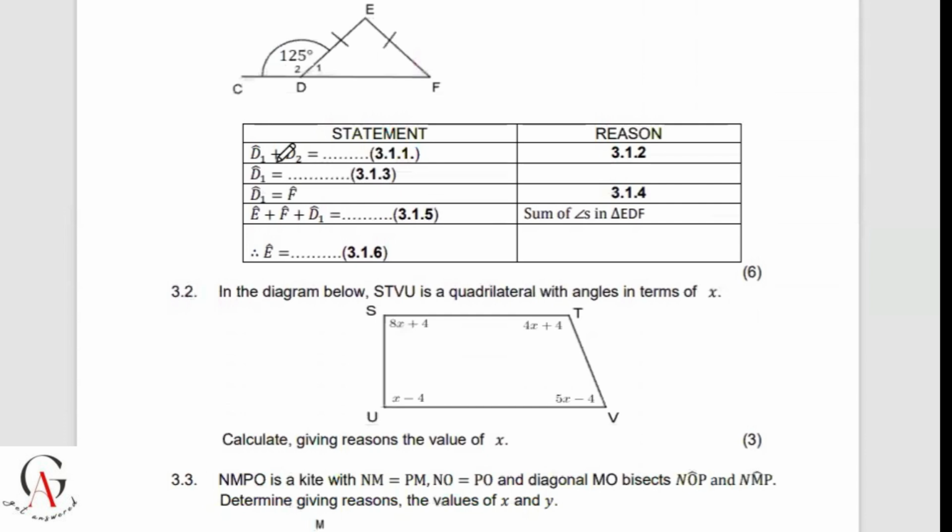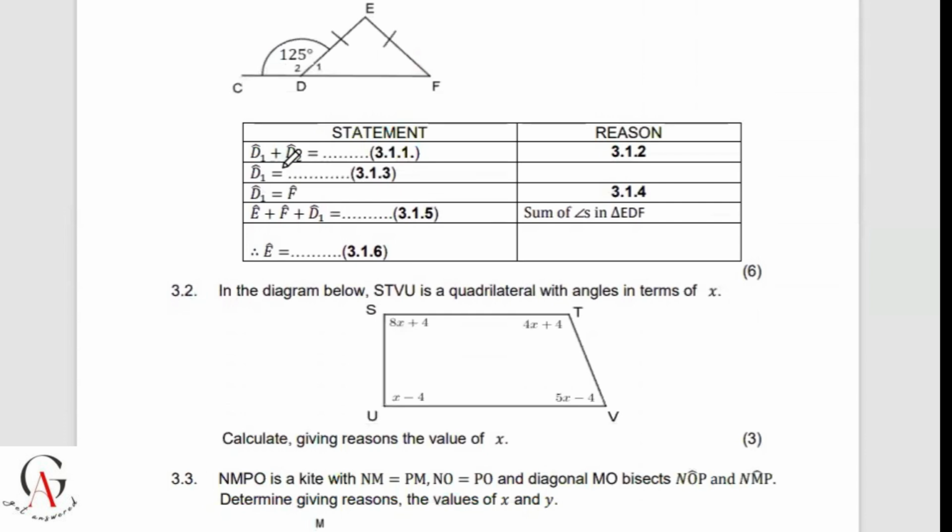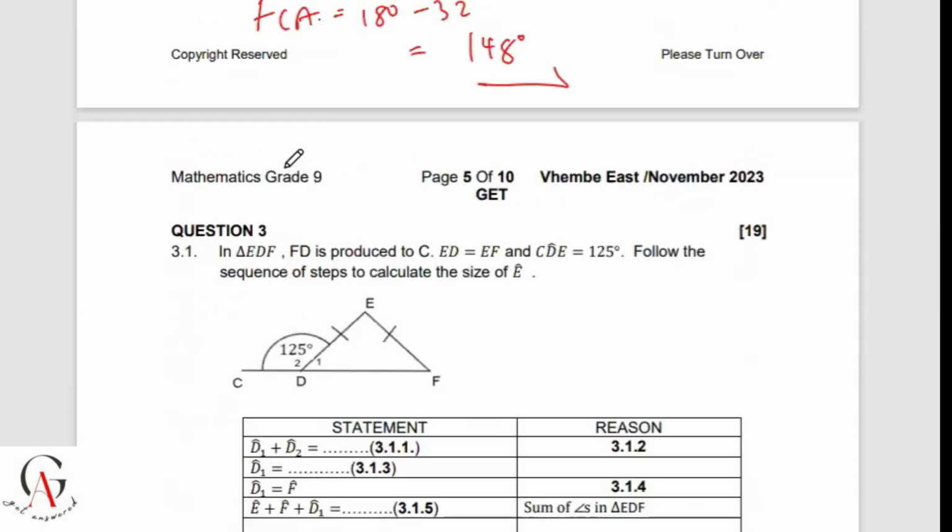Question number 3. Okay. Question number 3 is telling us that in this triangle ADF, FD is produced to C. AF is the same as ED. Then CD is 125. Follow the sequence of steps to calculate the size of E.